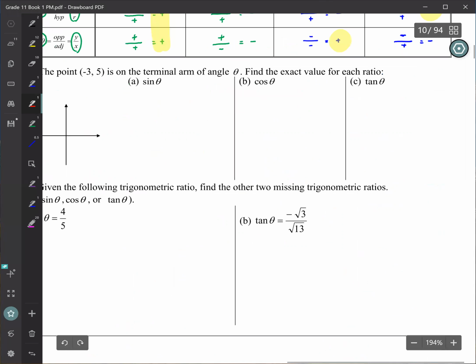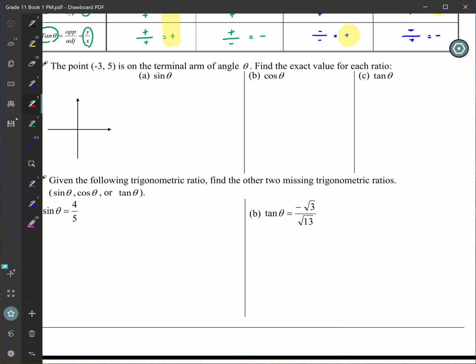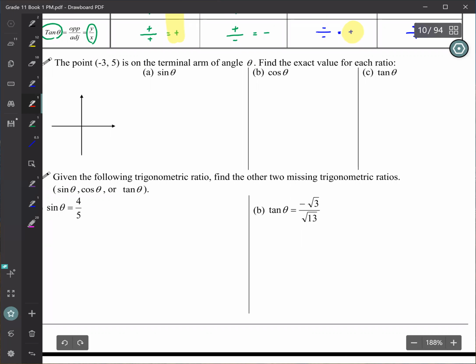Okay, let's try this now. Any volunteer want to do it first? Okay, then I'll just pick randomly. Okay, Angela. Where is tangent negative? Do I say all three of them? No, you just tell me which quadrant is tangent negative. 2 and 4. Yeah, that's it. Okay, easy, right?